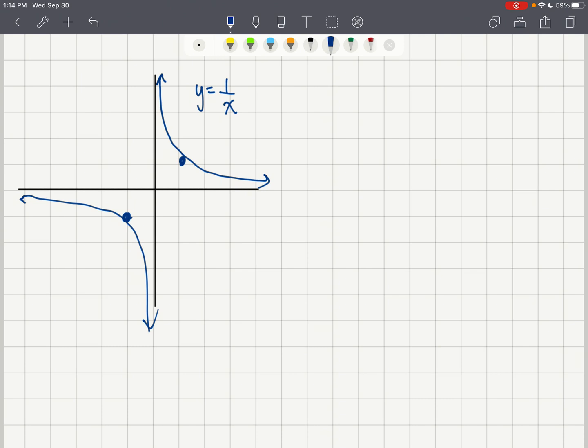And then, of course, you've got your transformations. You reflect over the x-axis. You reflect over the y-axis. You've got your translations going left, right, up, down. But it's all about that parent function and knowing the behavior of that parent function.